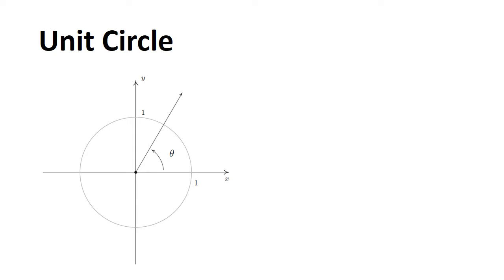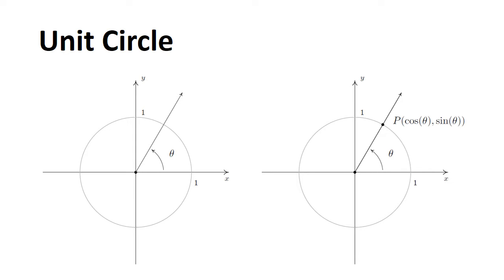So kung meron tayong angle na nasa standard position, angle theta, and yung terminal side niya will intersect the unit circle at some point P, then yung x-coordinate ng point P na yun is equal to the cosine of the angle theta, and the y-coordinate of point P is equal to the sine of the angle theta.